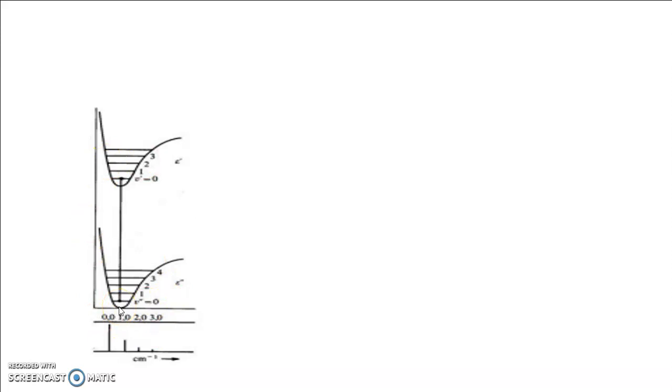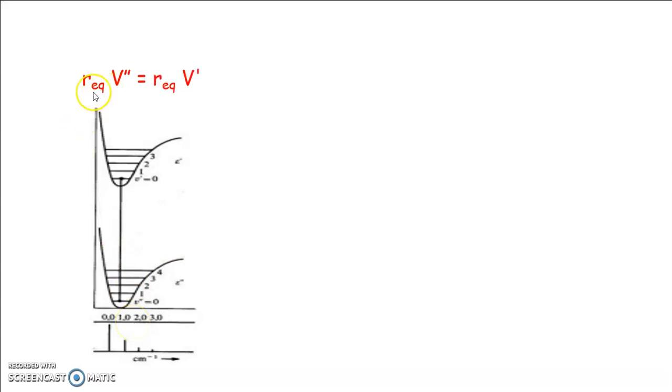Consider this figure where we have shown two potential energy curves for the molecule in the ground electronic state and the excited electronic state. The difference in the equilibrium internuclear distance, R equilibrium, for the excited state and the ground state can actually give rise to different modes of transition. So let us look into some different possibilities of this transition.